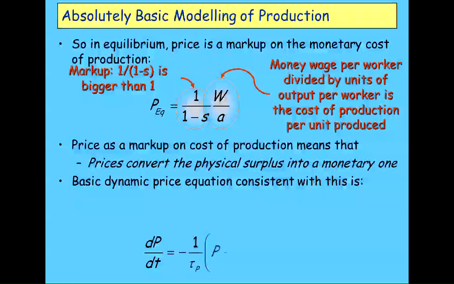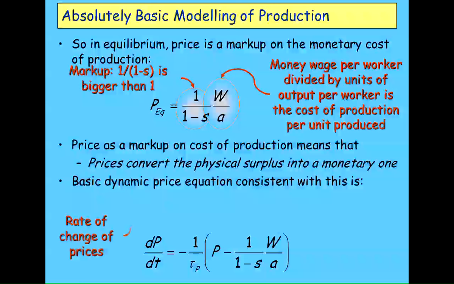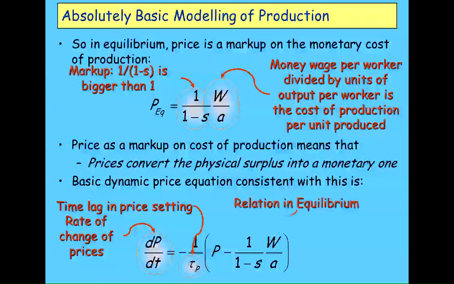And what I've now said is, well, let's make this dynamic, because we're not going to be in equilibrium at any point in time in these models, except when I build in a totally static economy, a totally non-growing economy. That's a basic dynamic equation. We're saying the rate of change of prices, which is the first bit, is going to be a time-lagged response to the gap between the actual price at any particular point in time, which is P, and the equilibrium relationship.